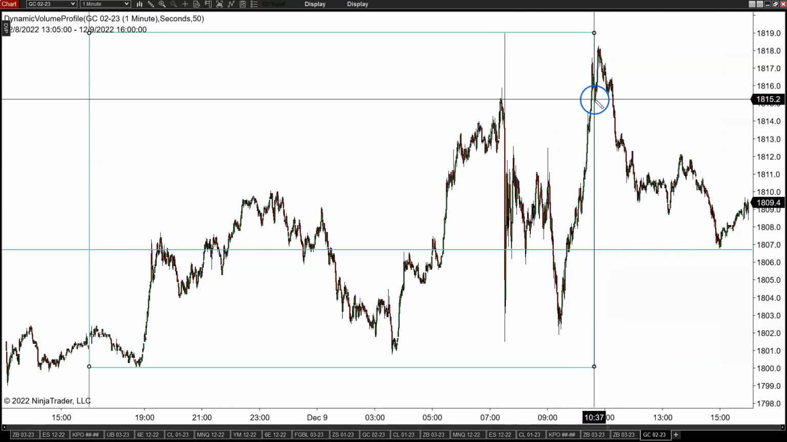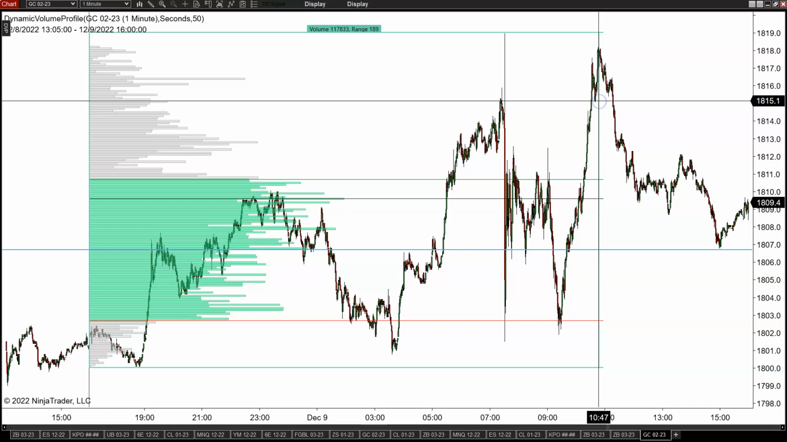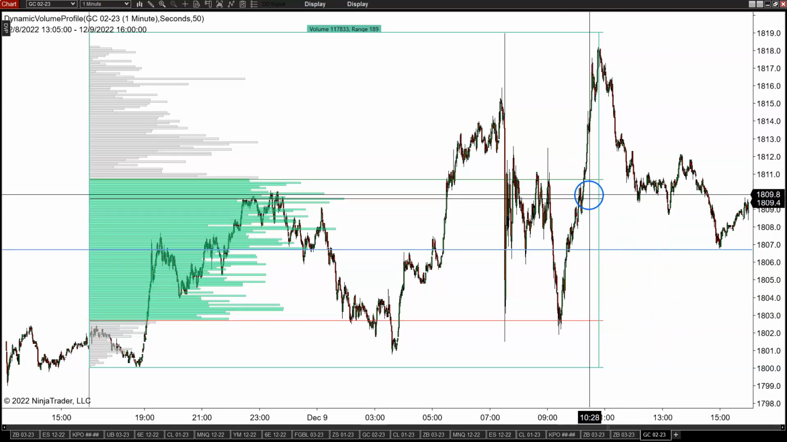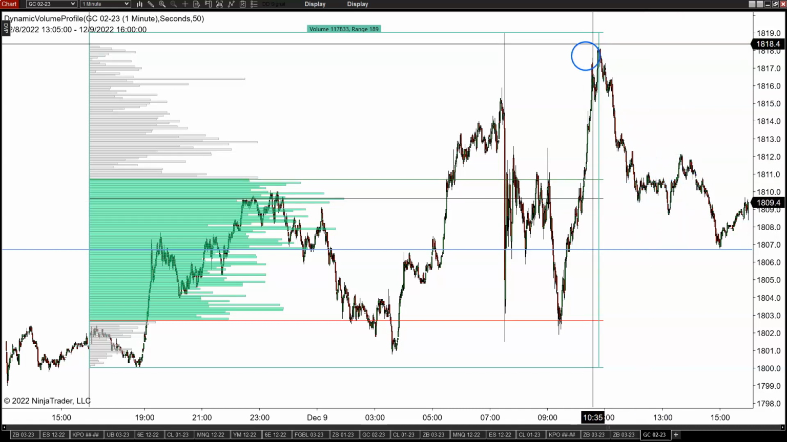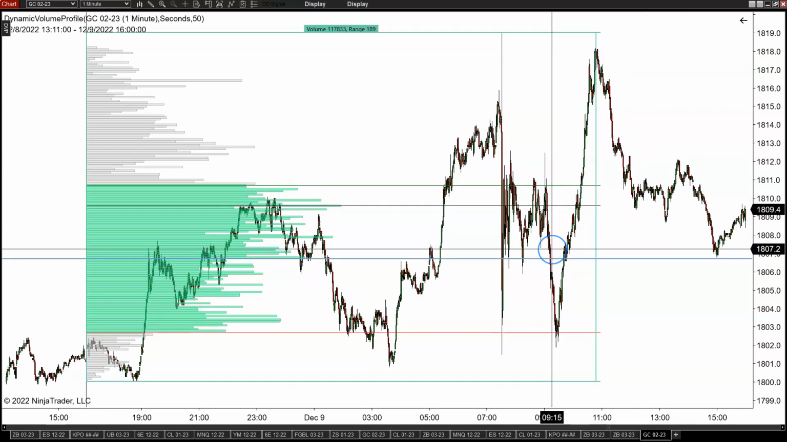Well, that's the high up there. If you were to draw it there, it's giving you different levels completely. Yes, it did come down to that level right here, this point of control, bounced up a little bit to the value area high, came down, and dipped down again. It just gives you more levels.